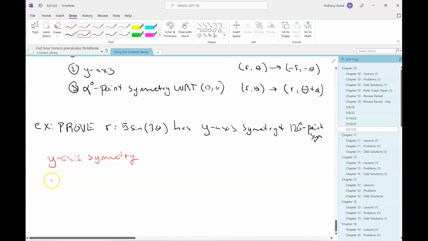So we're going to rewrite our function, except we're going to replace our r's with negative r's and our thetas with negative thetas, and then see if we can simplify this down to be the same thing as the original.